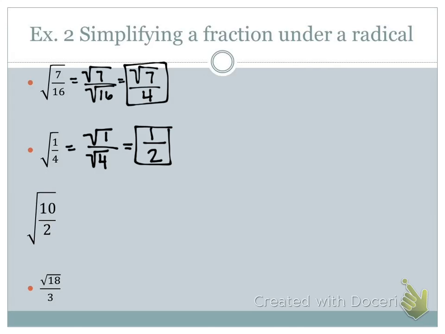Okay? Final answer. The fraction underneath the radical, 10 over 2. Can I simplify it? Yes, to what? 5. So this is going to become the square root of 5. Can I do anything to simplify the square root of 5? Nope. Final answer.